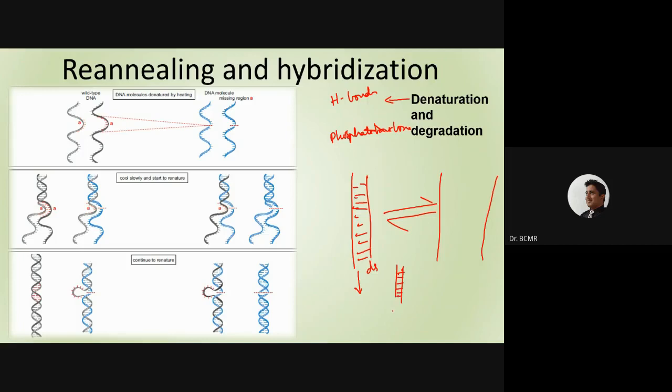Whereas degradation is something like this, where the DNA could be broken in one or both of the strands. If the DNA is broken down in the middle like this, that is degradation. You can also think of it as the phosphate backbone being broken on just one of the strands, whereas the other strand is fine. That is referred to as a nick, N-I-C-K. So you have to remember that.